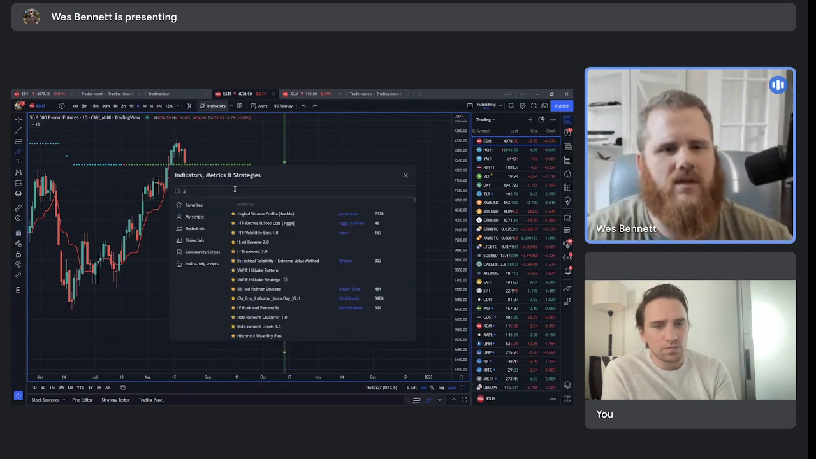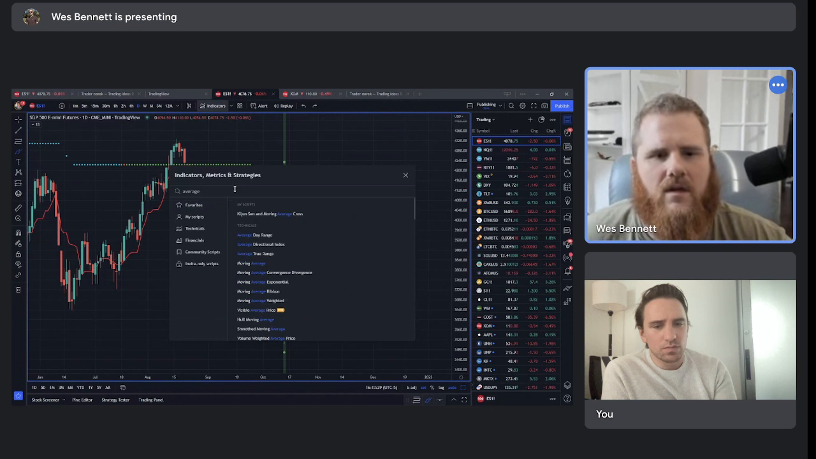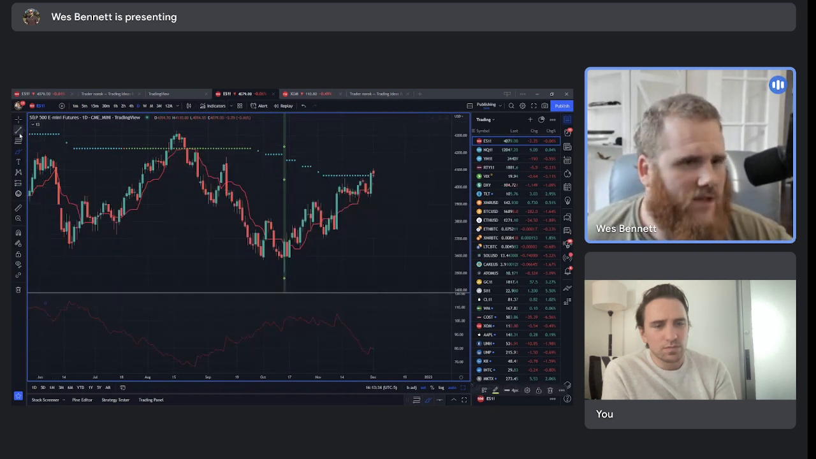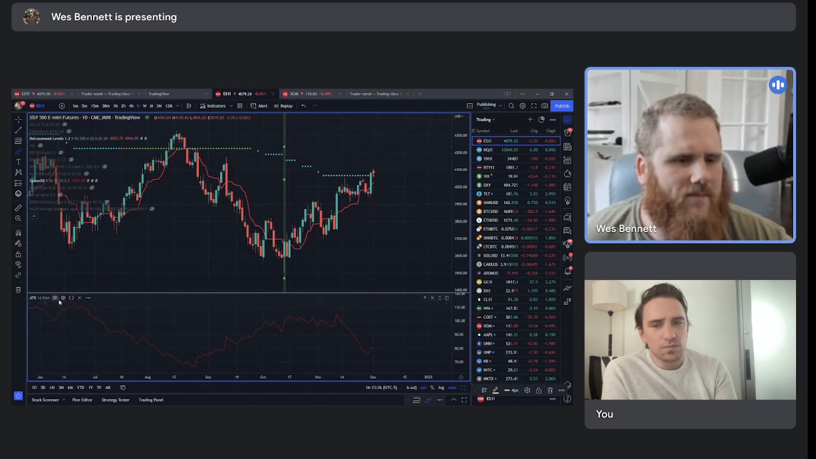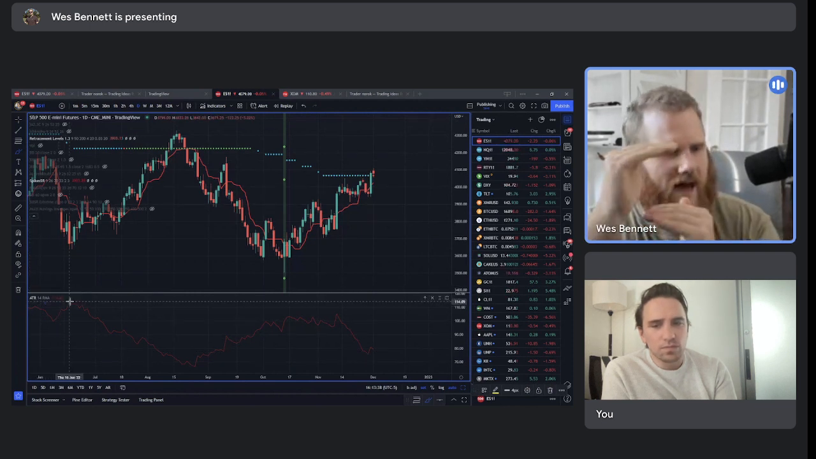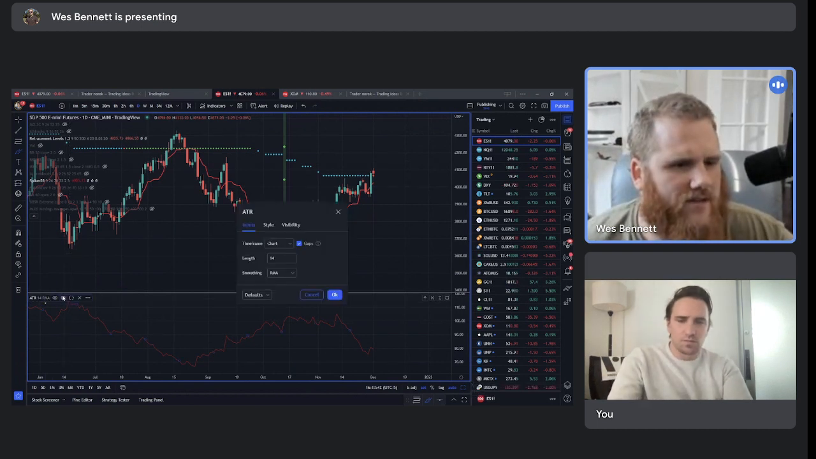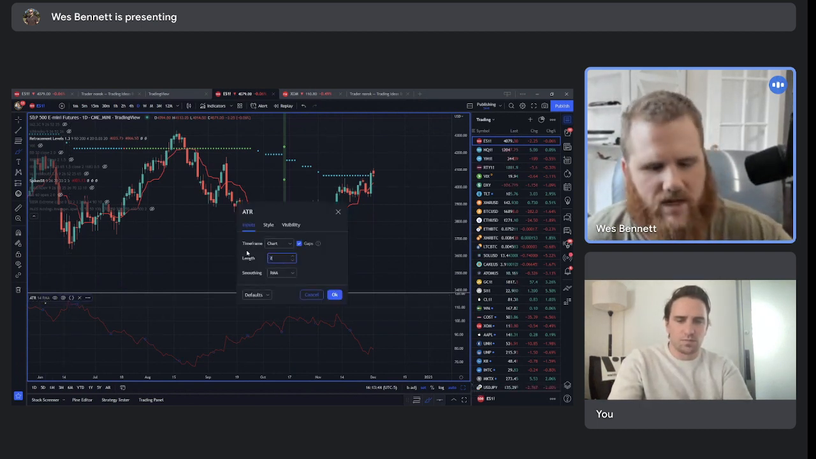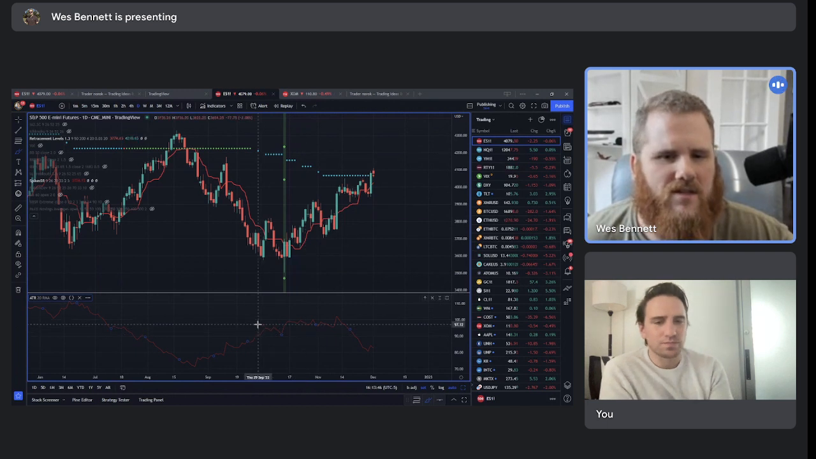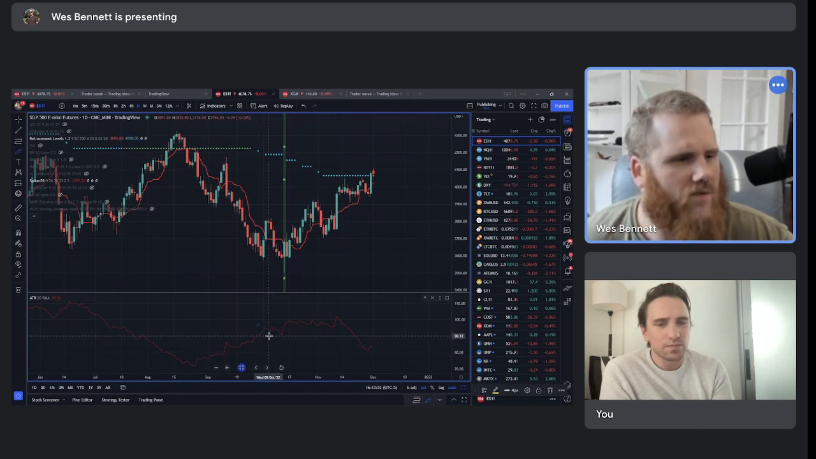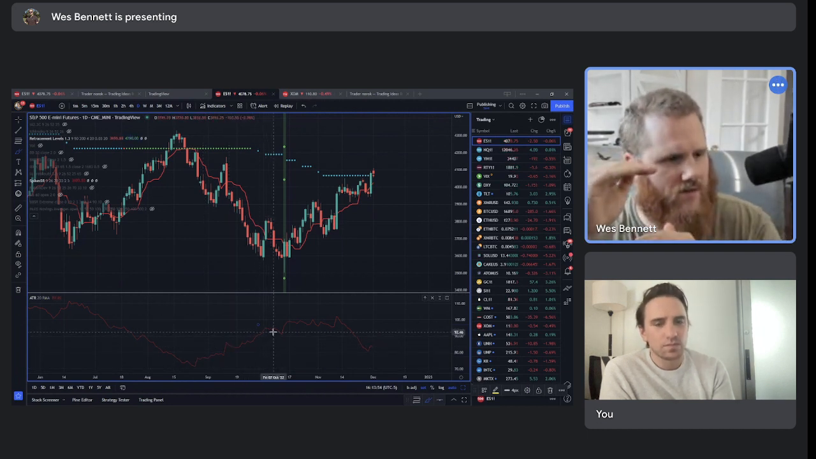So what we can do here is bring up average true range. What average true range is, is a measure of volatility. It basically tells you the height of each bar averaged over however many you set it to. So this is 14, let's do 20. Basically, as bars get bigger and bigger, you tend to get a rise in ATR, the width of each bar.